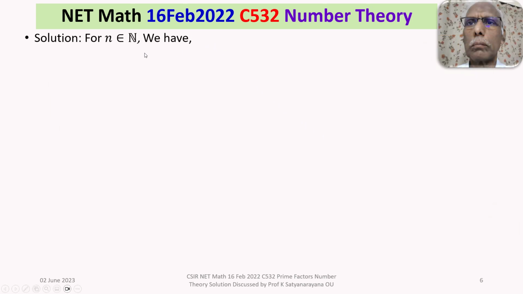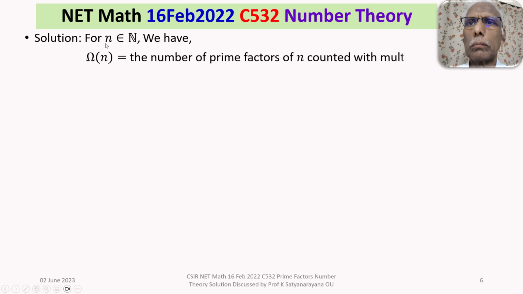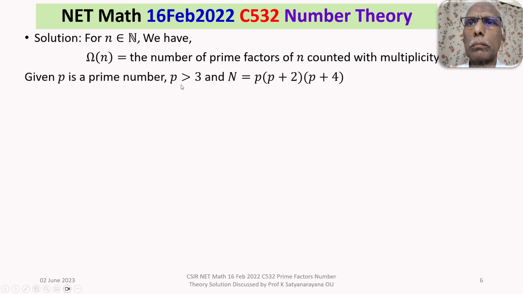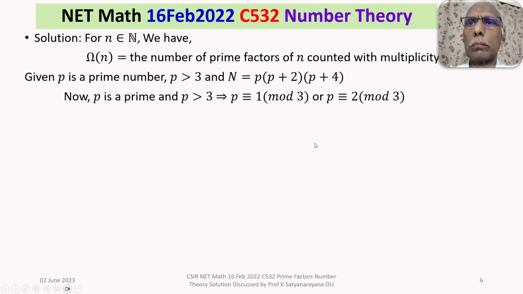We now discuss the solution of the problem in detail. For small n belongs to the set of natural numbers, we have omega of n stands for the number of prime factors of small n counted with multiplicity. We are given p is a prime number, p greater than 3, and capital N is a natural number given by p into p plus 2 into p plus 4. P is prime, p greater than 3 will imply either p is congruent to 1 mod 3 or p is congruent to 2 mod 3.